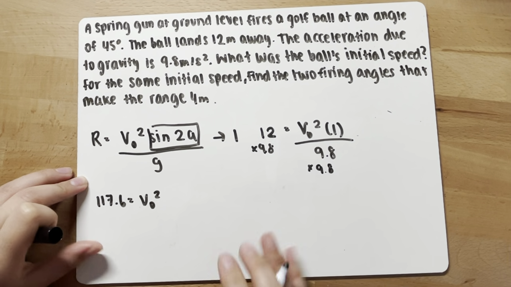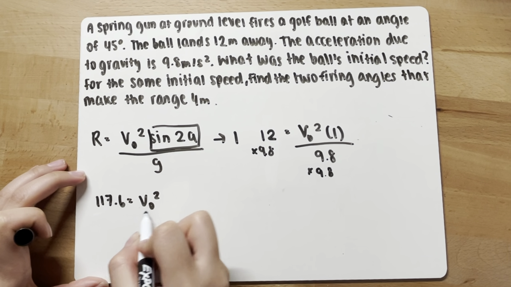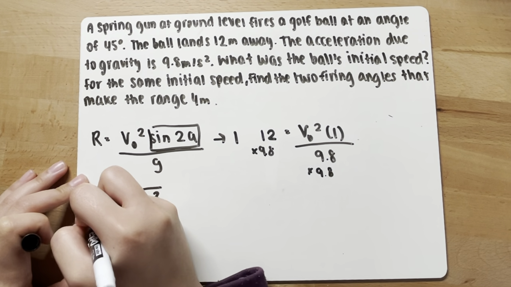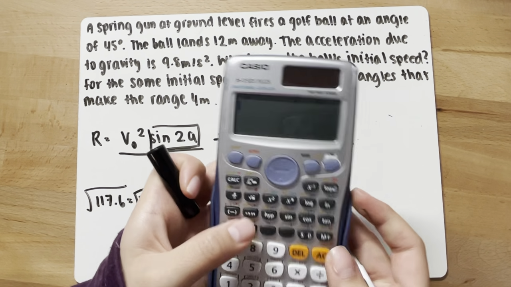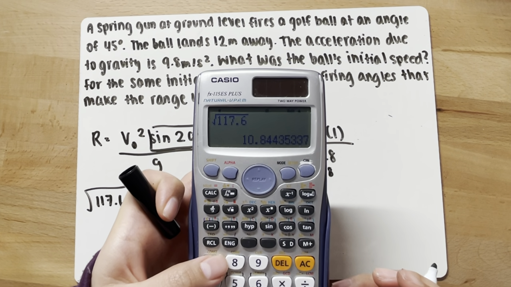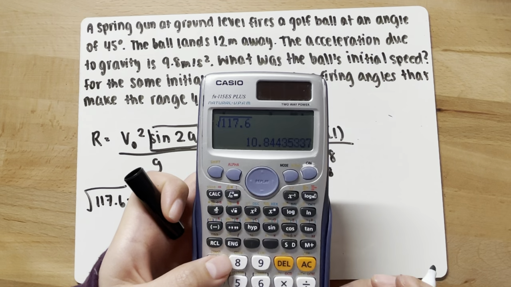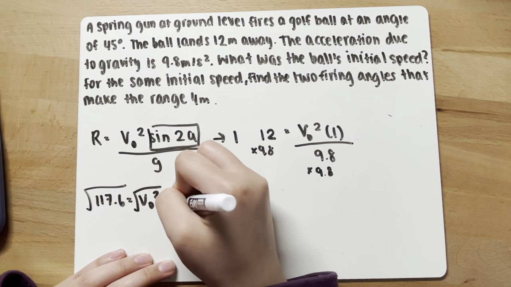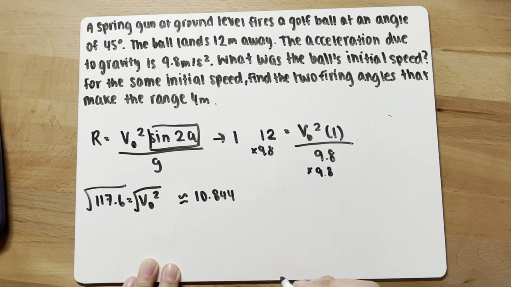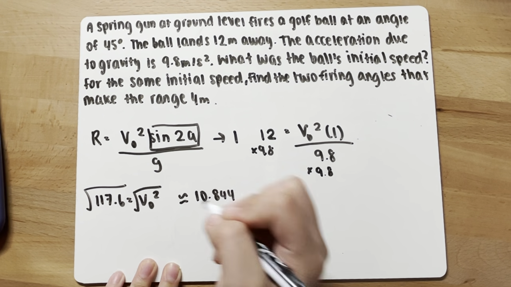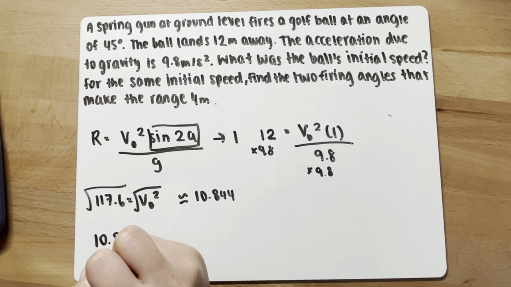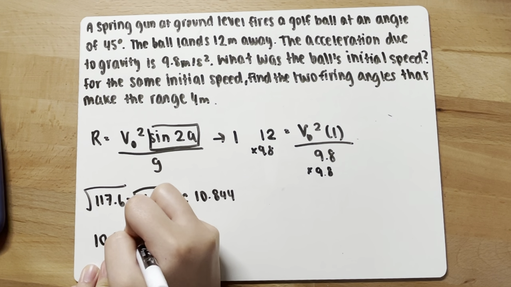Now to find the initial velocity, you need to square root it because this is initial velocity squared. So square root both sides. The square root of 117.6 is around 10.844. But if you want to round it to the nearest hundredths, it would just be 10.84. This would be the speed, in meters per second.